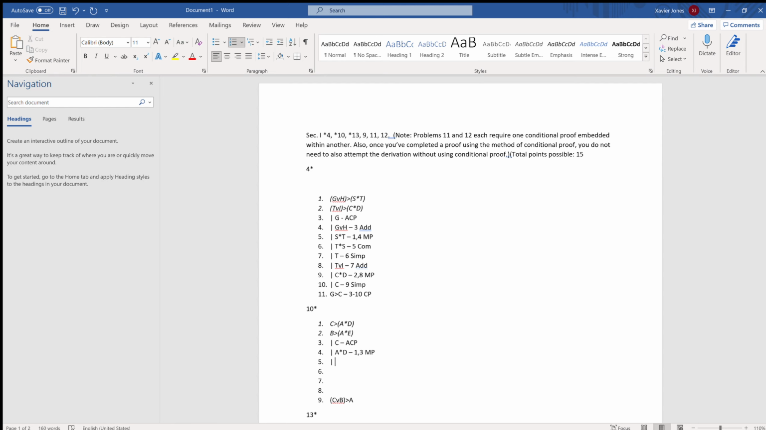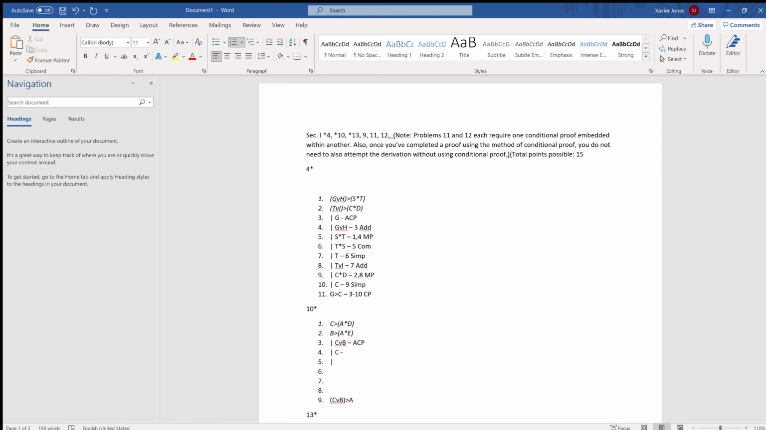You know what? How about this? Let's try C or B directly, right? That's the assumed conditional proof. This is going to take extra steps, but we got this. So now we can both get C and B. That's what's going to be needed.